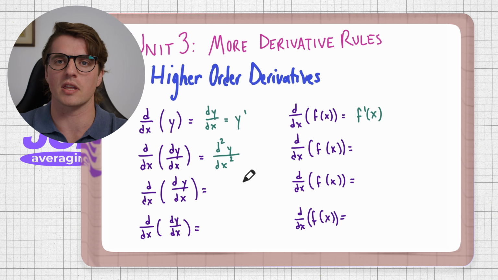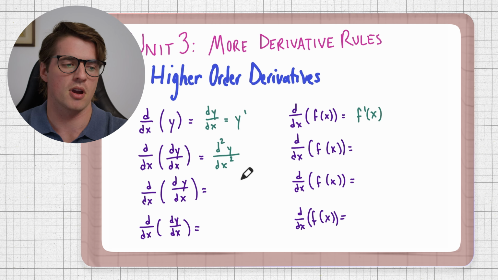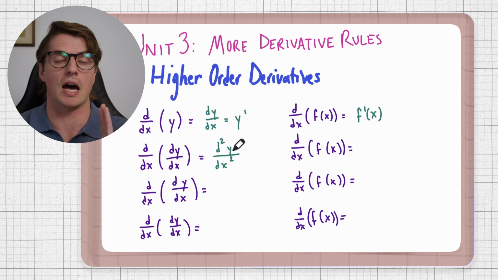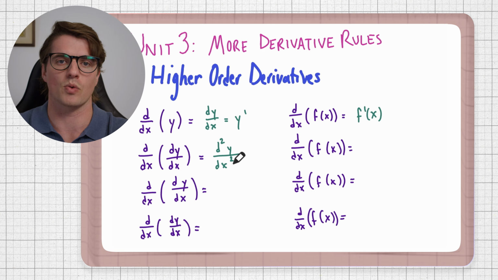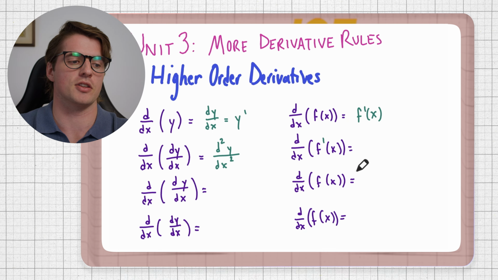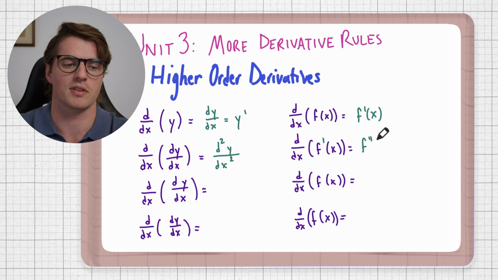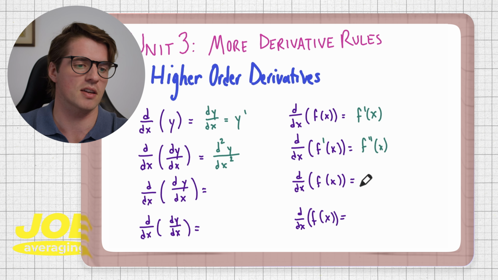So we're kind of shortening that, and it's a little bit improper, but I just want you to know what this is going to look like. It's not going to be dy squared dx squared. It's going to be d squared y dx squared. If we're taking the derivative of f prime of x, very simply, that would be f double prime of x.